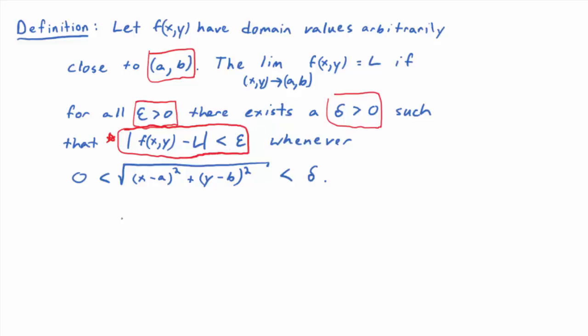whenever, think about what distance is in the xy plane. This is the distance formula in the xy plane. Whenever the distance between xy and AB is less than delta but bigger than 0. In other words, xy is not going to actually be A and B. So once again, this is just a fancy way of saying, you pick x and y close enough to AB, the distance between f of xy and the limit value is going to be less than whatever you like, epsilon, whatever you like. The closer xy gets to AB, the closer f of xy gets to L.